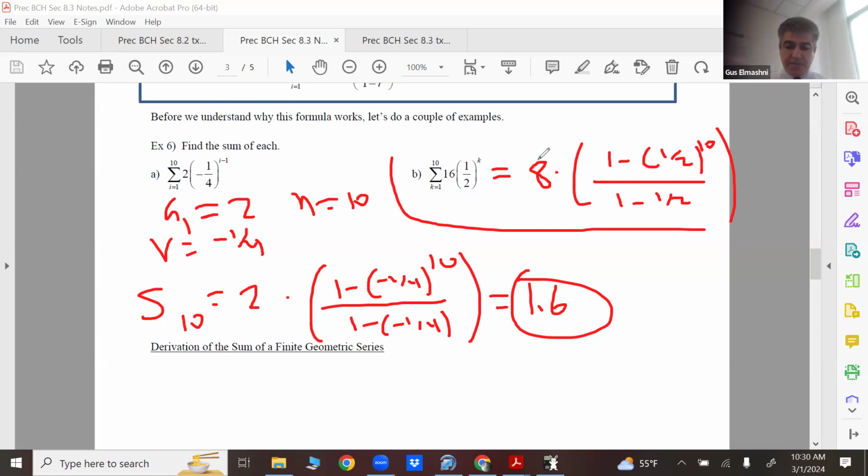And just work it out. Let's see here. 1 minus that number, divided by 0.5, times 8. You get close to 16, I think. I get 15.98. Yeah, totally.